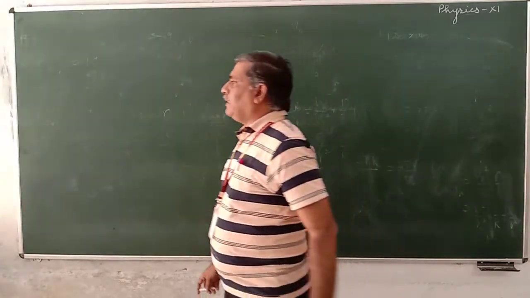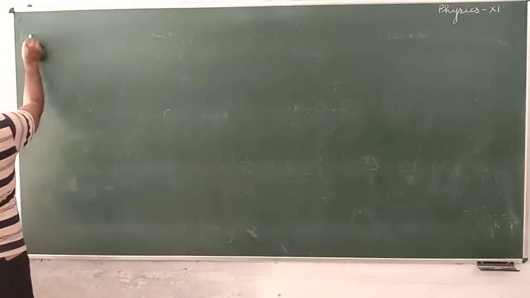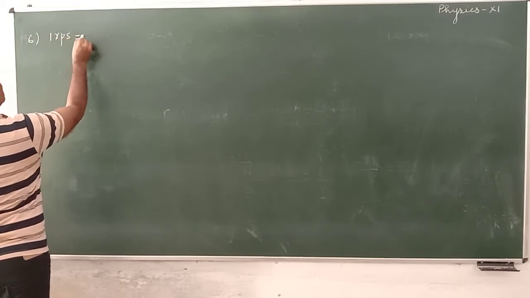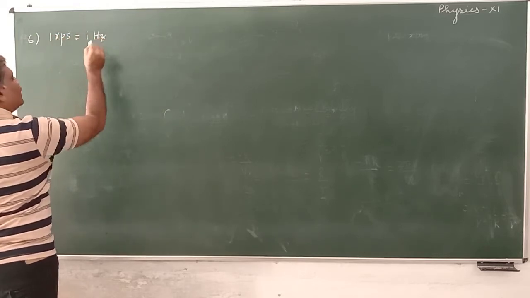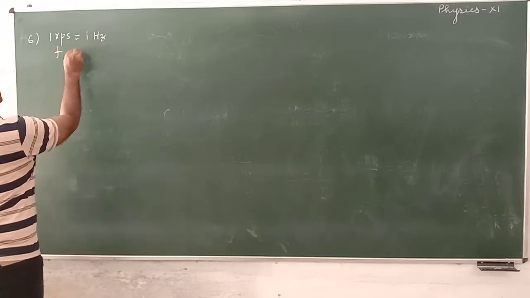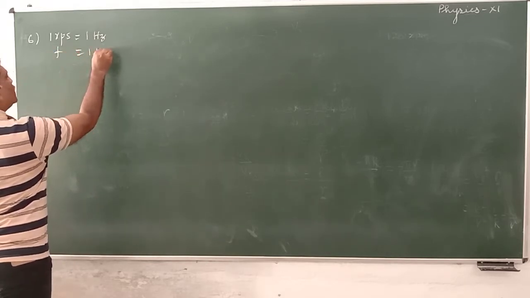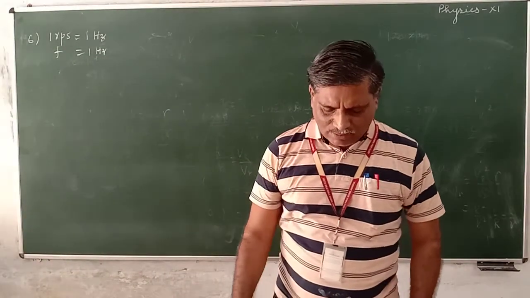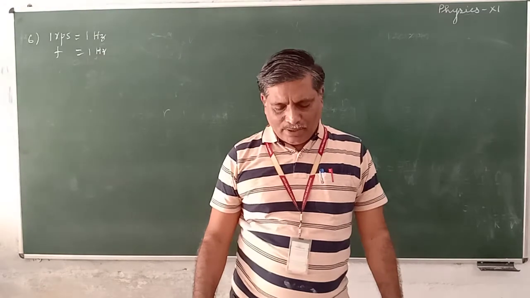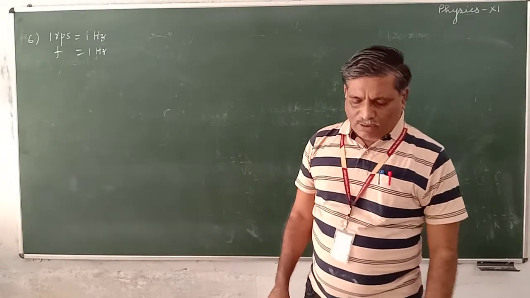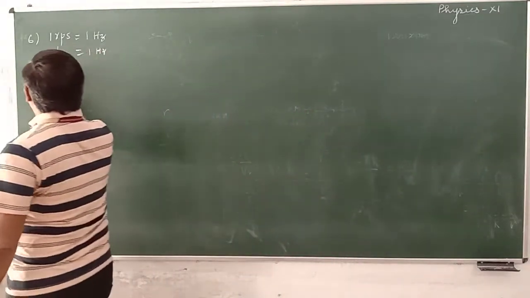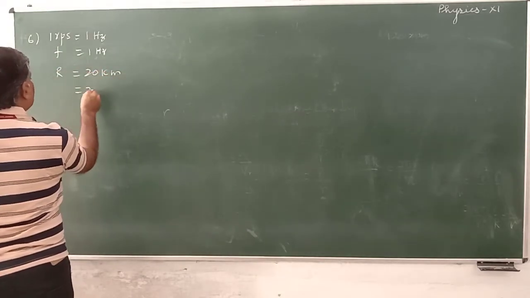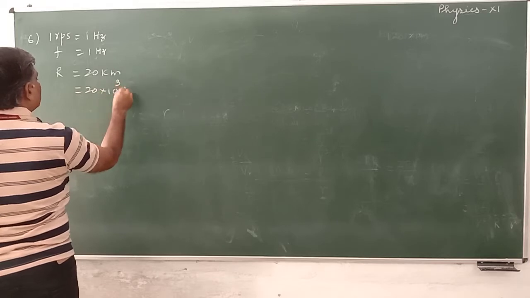1 RPS means 1 Hertz. Its frequency is given, so frequency is equal to 1 Hertz. Its radius is given as 20 km. The acceleration of an object: radius r is equal to 20 km, which is equal to 20 into 10 raised to power 3 meter.